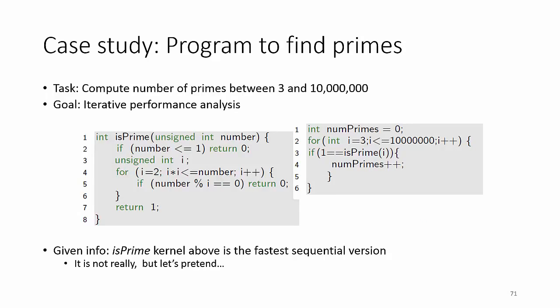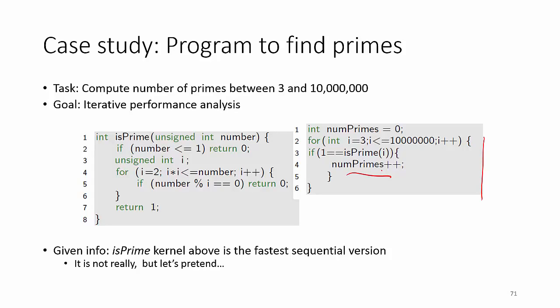We want to compute the number of primes between 3 and 10 million. So we have a for loop between 3 and 10 million here, and for every number we test whether it's a prime number, calling the function is_prime, and if that is true, then we increment the variable num_primes here.